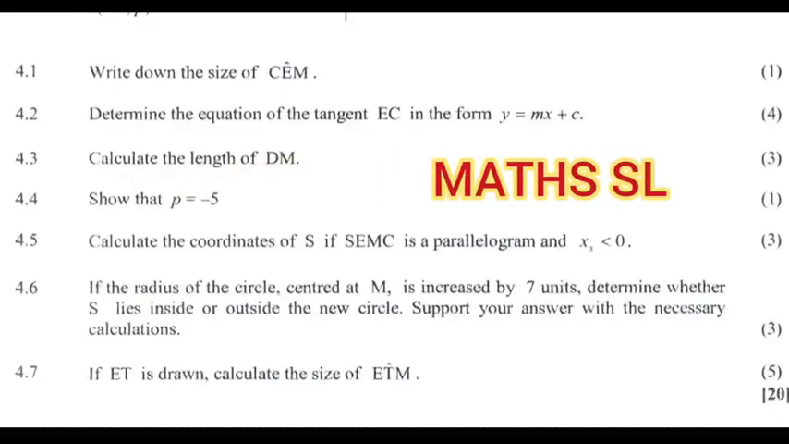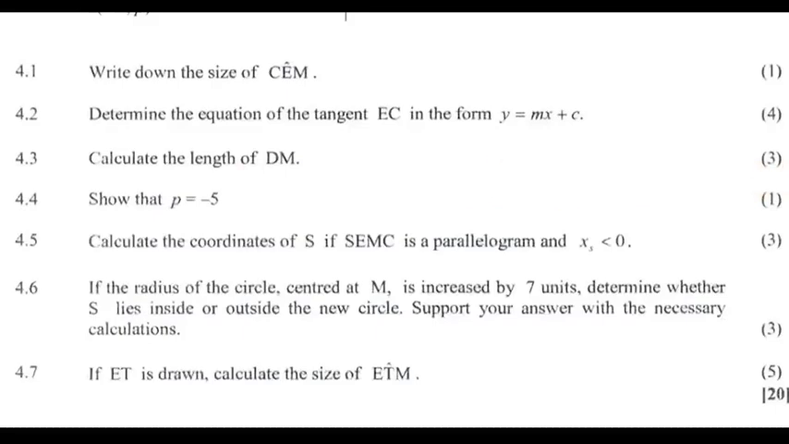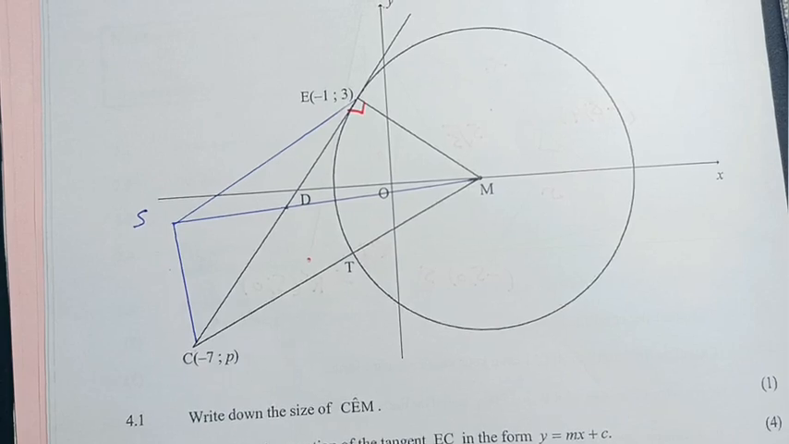4.7. If ET is drawn, calculate the size of angle T, E angle TM. So we're looking for angle T. I'm going to solve this question using three methods. So let's do the first method.